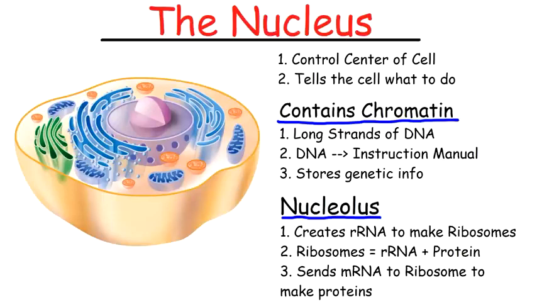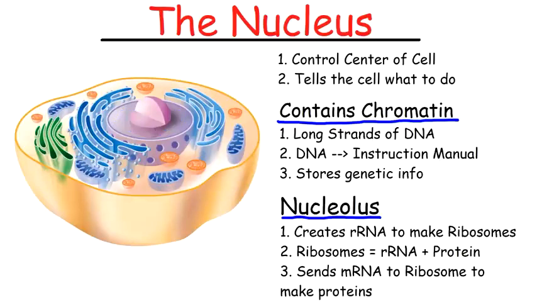Now, in the nucleus, in this region, you have long strands of DNA known as chromatin. And the DNA is basically the instruction manual or the blueprint of the cell. It stores the genetic information of the cell. And so within the DNA, you have the instructions on how to make the proteins, how to make the individual organelles of the cell, and what they need to do.